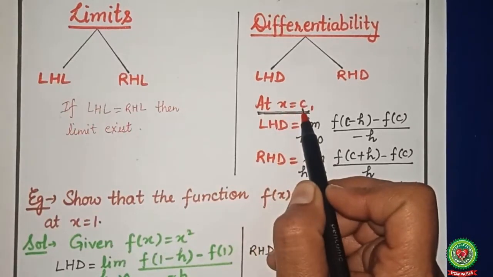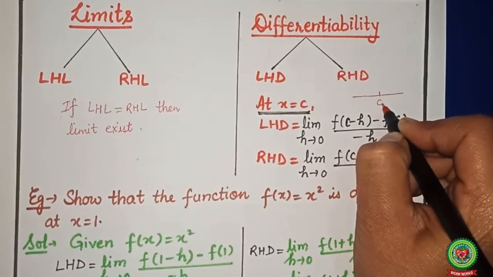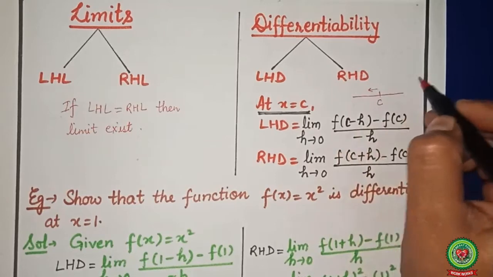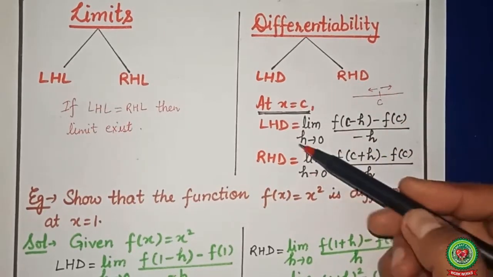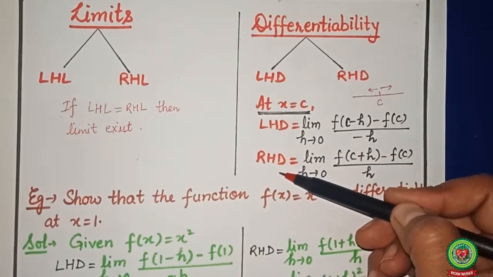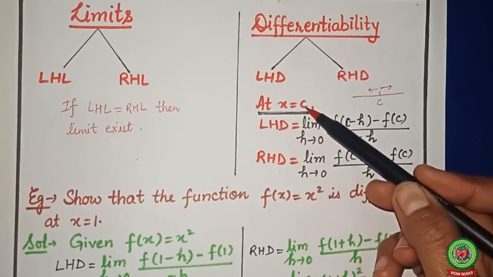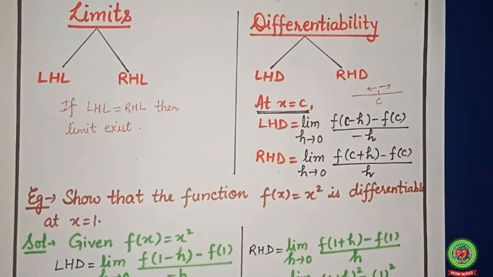Now, suppose that the point is C. At point C, we will check the left hand derivative, then we will check the right hand derivative. If both the left hand derivative and the right hand derivative have the same value, only then we can say that the function is differentiable at that point. Here the point is C, and C can take any value, that is 2, 3, 4, any value.